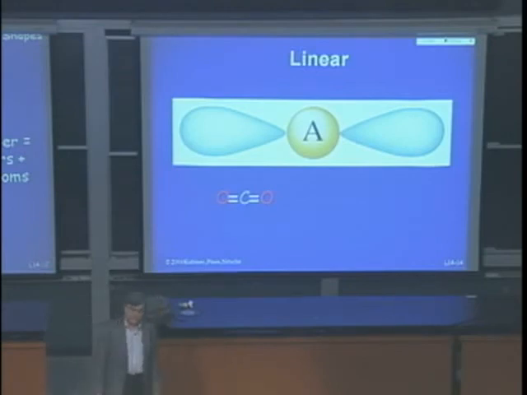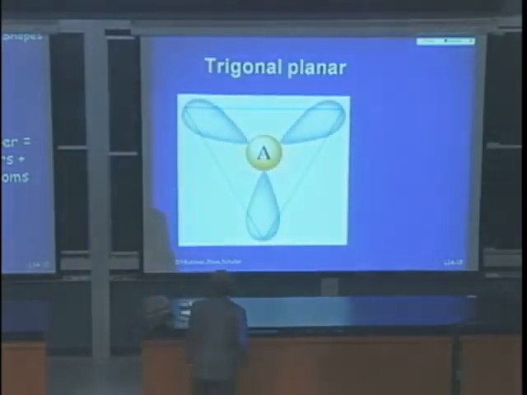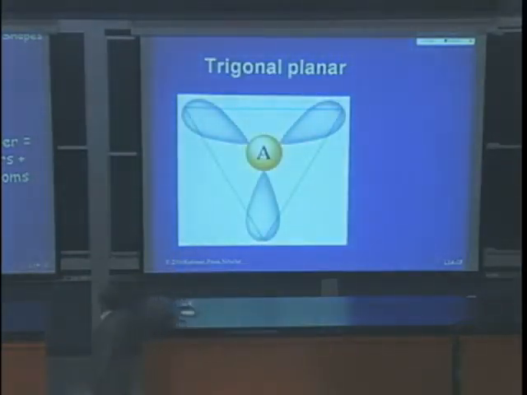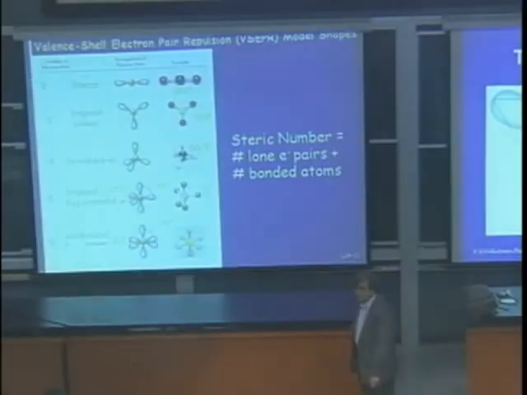No. Good. You can also have boron dichloride. Okay? It would also be linear. All right? So then we have the next one, trigonal planar. You have to have a steric number of 3 to fulfill trigonal planar.